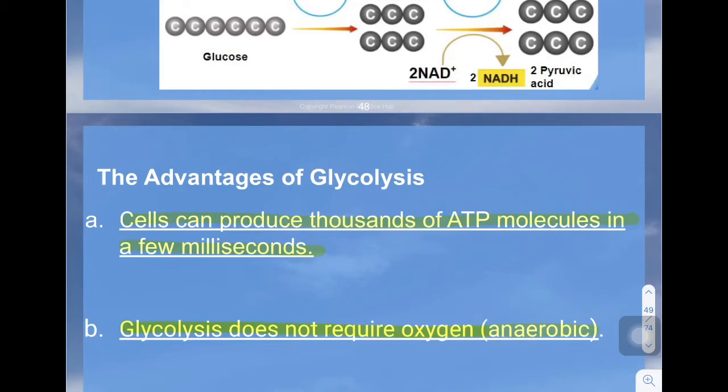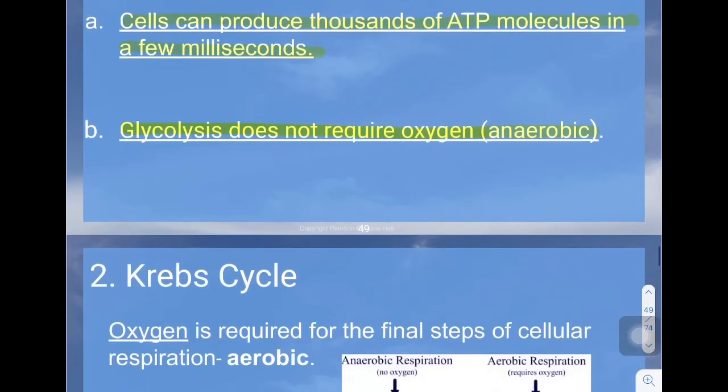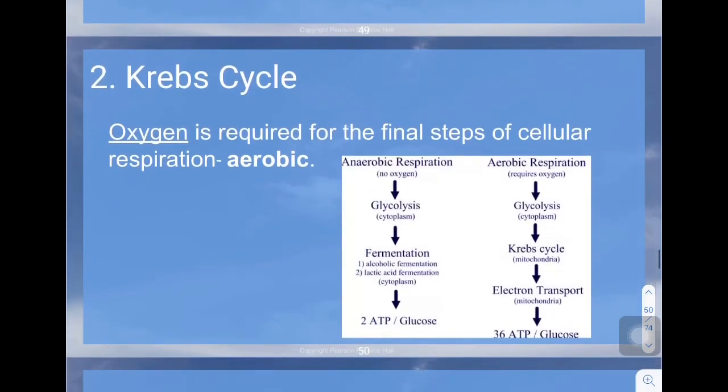So when oxygen is present, this process from glycolysis moves on to the next stage of cellular respiration, which is called the Krebs cycle. So oxygen will be required for the final steps of cellular respiration, the Krebs cycle, and the electron transport chain. Because of that, we consider them aerobic. Good vocab word.